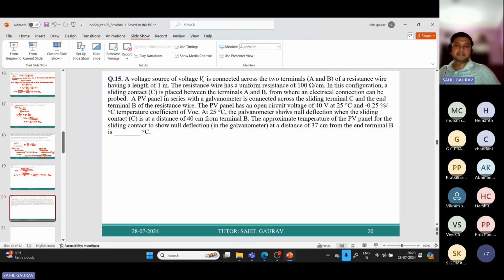The PV panel has an open circuit voltage of 40 volt at 25 degrees Celsius and a 0.25 percentage per degree Celsius temperature coefficient of VOC. At 25 degrees Celsius, the galvanometer shows no deflection when the sliding contact C is at a distance of 40 centimeter from terminal B. The approximate temperature of the PV panel at which the sliding contact would show no deflection from the galvanometer at a distance of 37 centimeter from terminal B is? It seems like a very long problem, but it's not a very difficult problem.